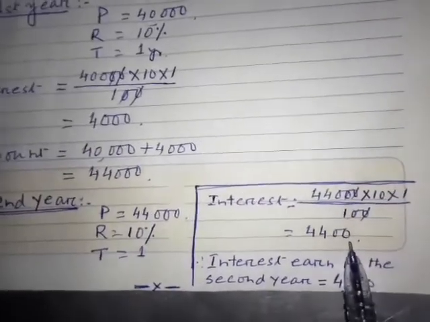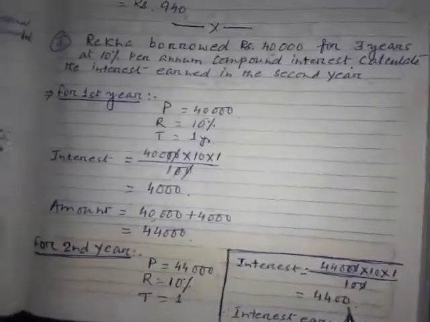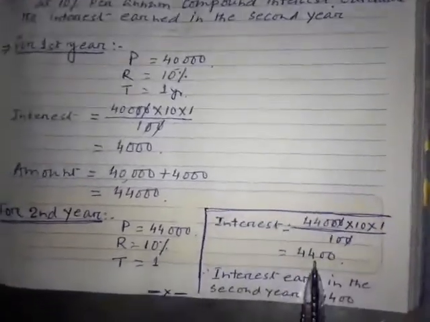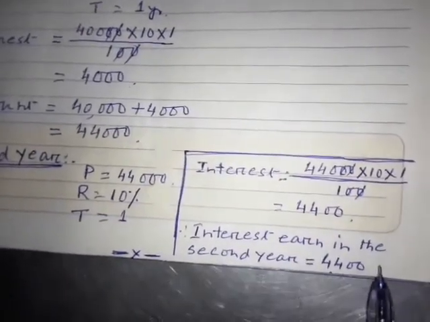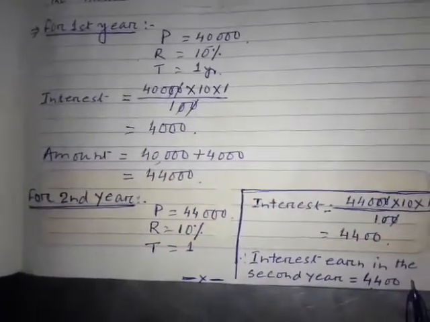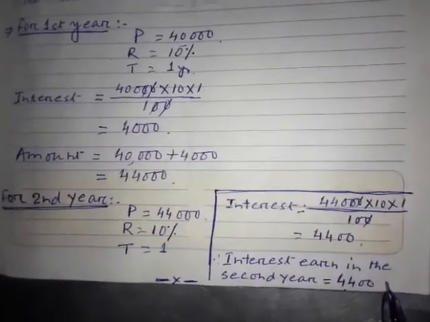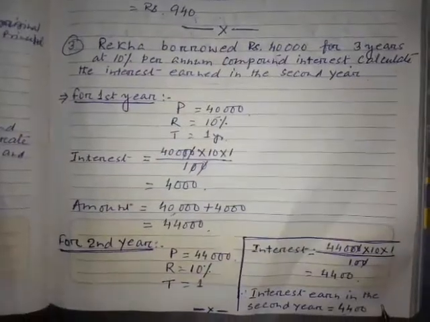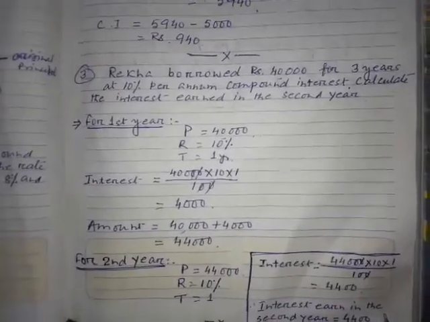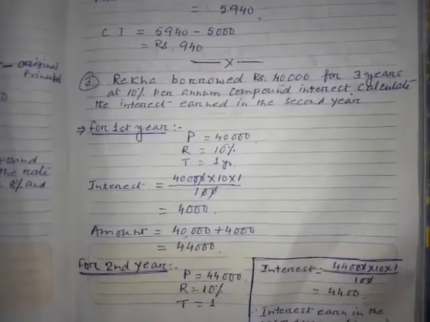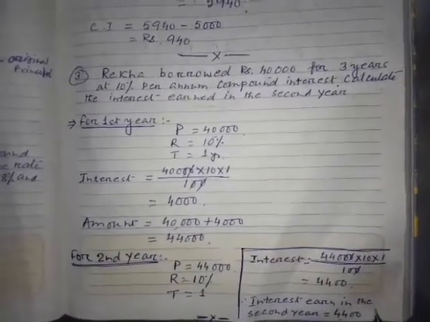So the question asks you whatever interest she earned in the second year. So in the second year, what is the interest earned by her? 4,400. So interest earned in the second year equal to 4,400. No need to calculate the interest of the third year because the question never asks us. So this is the last question for today's classwork. So I discussed 3 different types of problems. Okay, I hope it is very much clear to you. So please try to understand.